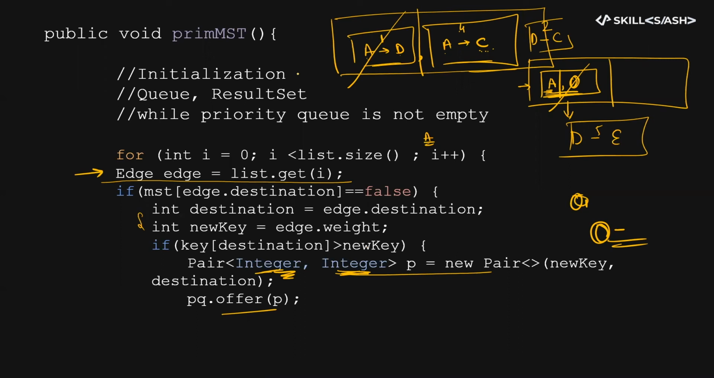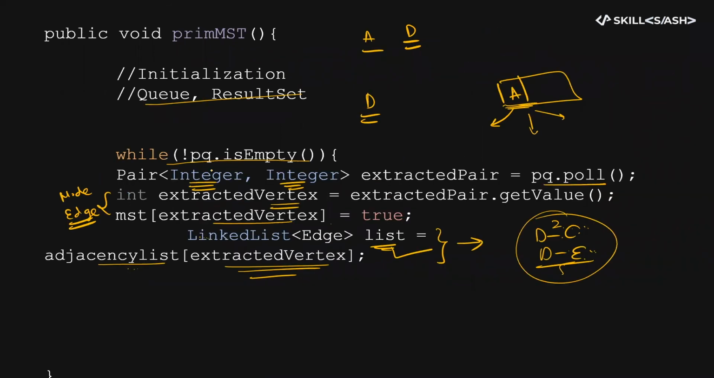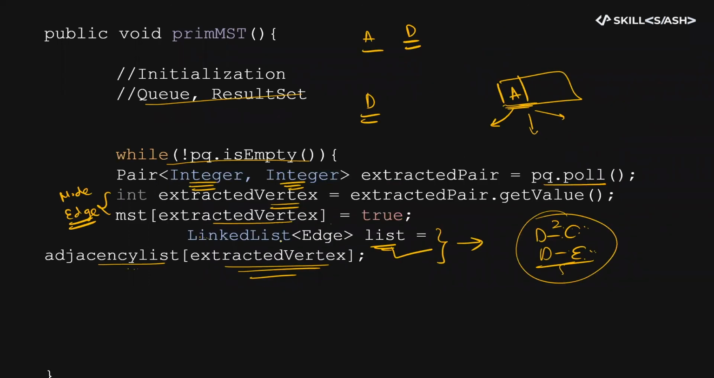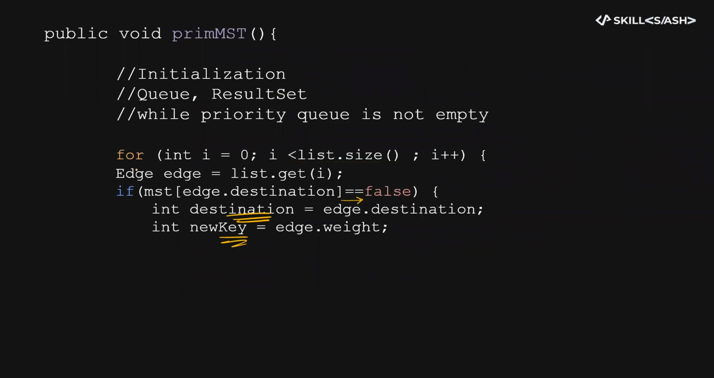Whichever is the least one, I'll again extract it with this code because I'll choose the least from the priority queue, and I'll process it. Got it? So in this way, I'm processing it. I'm taking its source, like C, taking the destination, taking its value, adding it to the minimum spanning tree, and then again. So in this way, it has been written. Clear? It's a fairly simple one.